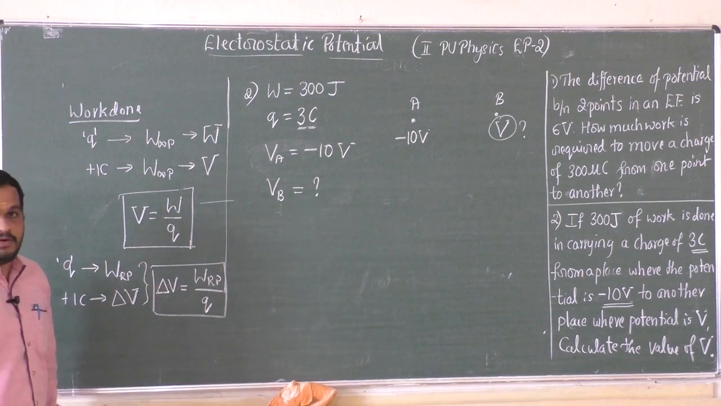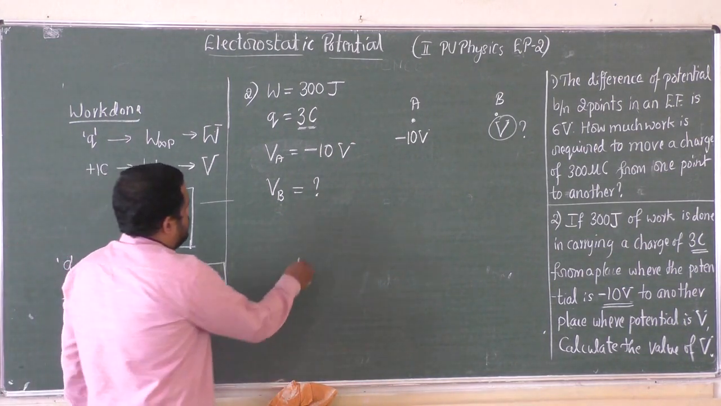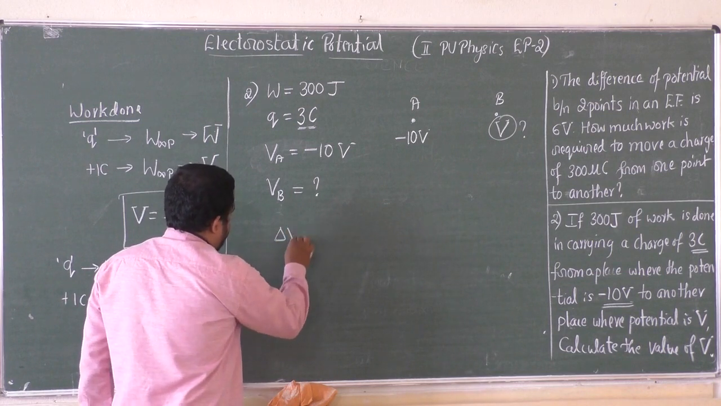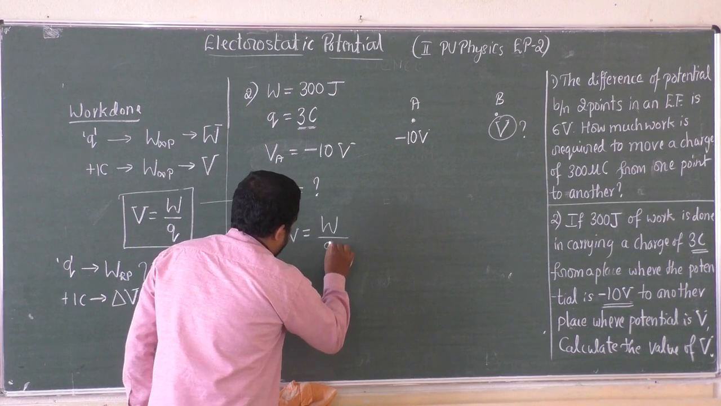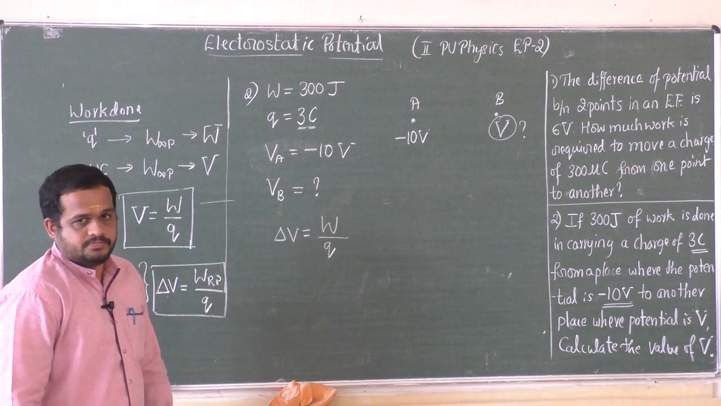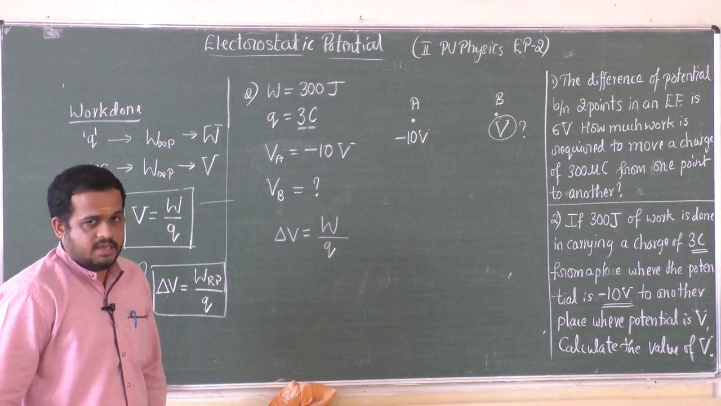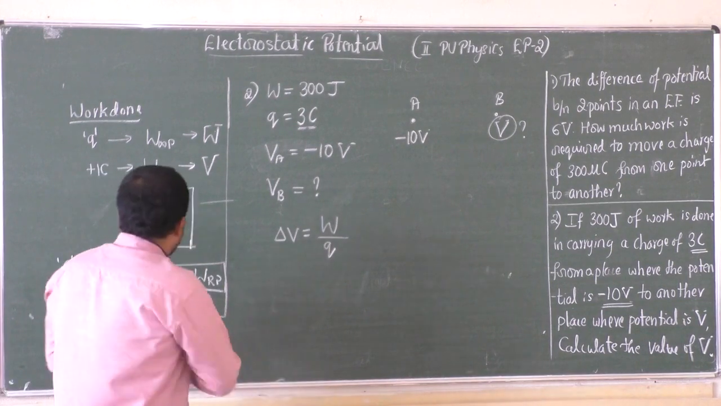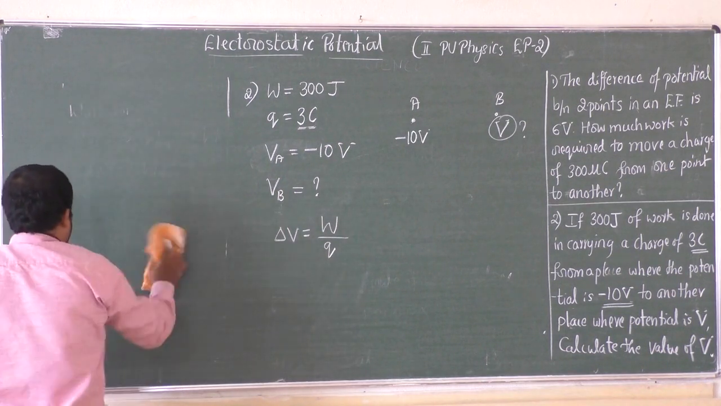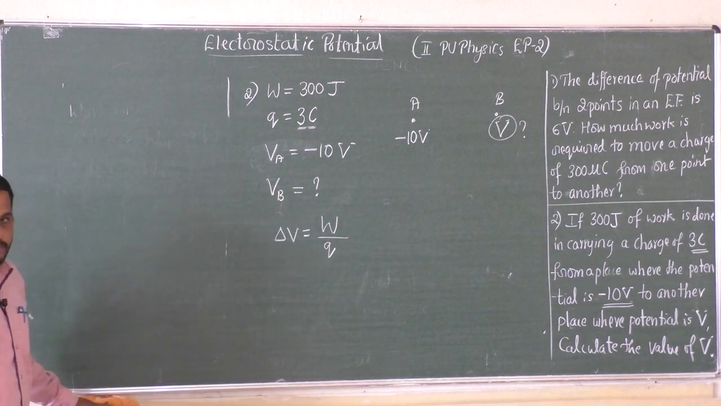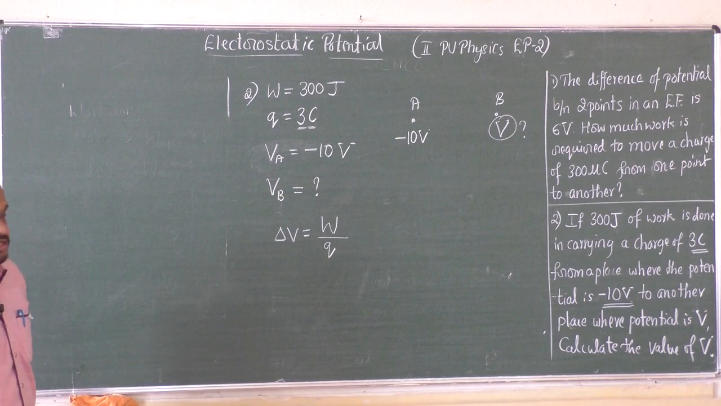Again we can use the same formula. Potential difference delta V is equal to work done divided by magnitude of charge. But in this case, potential value is given as minus 10 volt, negative potential. What is the meaning of that negative potential?